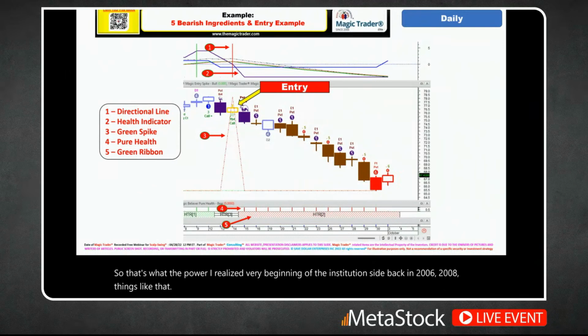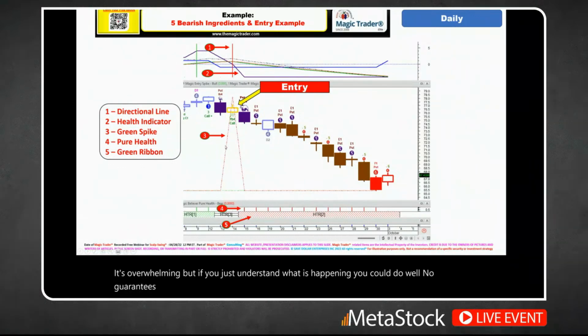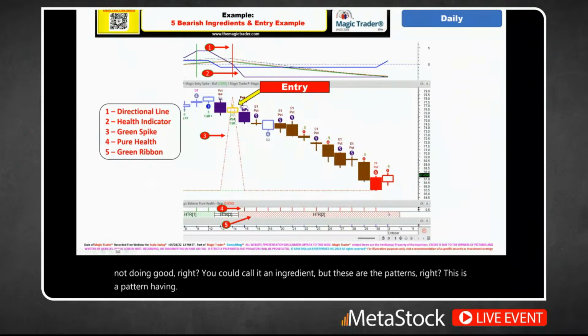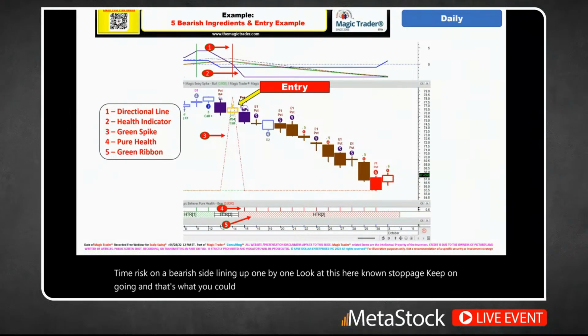It's overwhelming, but if you just understand what is happening, you could do well. No guarantees. So here is the spike to go down or go short or whatever, and then the indicator was not doing good, right? You could call it an ingredient, but these are the patterns. This is a pattern having all these time risks on the bearish side lining up one by one. Look at this here, no stoppage, keep on going. And that's what you could scan for also. That's a good thing about the MetaStock Explorer function.